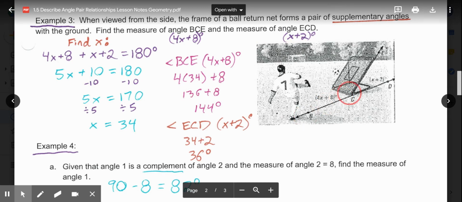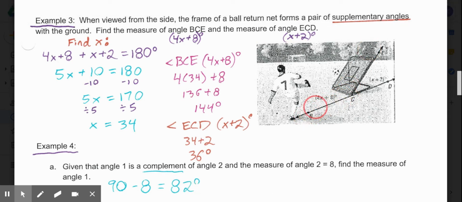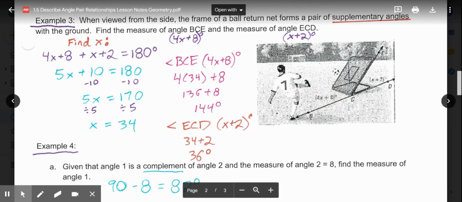So BCE, this angle here, they gave to us as 4x plus 8. And then angle ECD, this one back here, was x plus 2. So 4x plus 8, and then x plus 2. The first thing that we want to do is find x. We know those two angles added together are 180 degrees because they're supplementary. So I take 4x plus 8 and the x plus 2 and add them together to be 180.